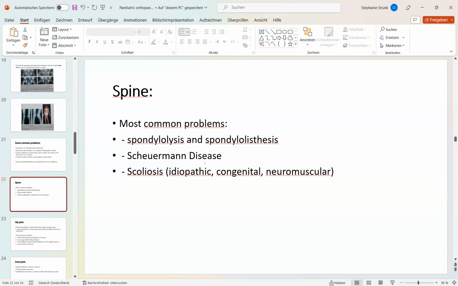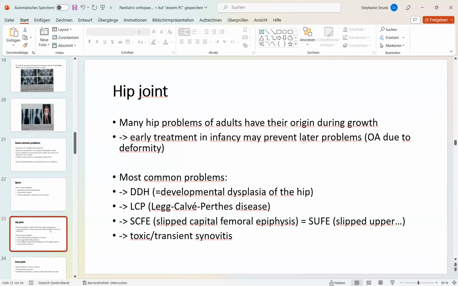The most common of those is idiopathic scoliosis, which is usually discovered in kids around pre-puberty. It does not hurt. They don't complain of any pain. Just somebody sees them in the swimming pool and says, "Wow, you're looking a bit crooked." This is also a chapter by itself. I can talk about that if somebody wants that.